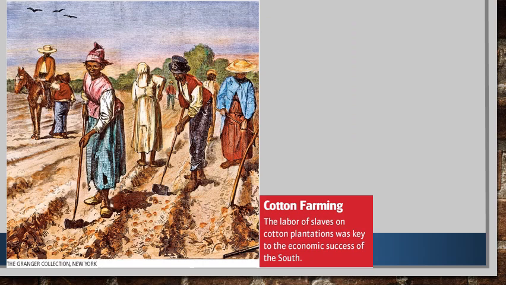So here's just an illustration of more African American slaves working cotton fields. Notice the overseer, always on horseback, watching to make sure everybody's doing what they're supposed to be doing, not being lazy, not slowing down, not damaging the equipment.